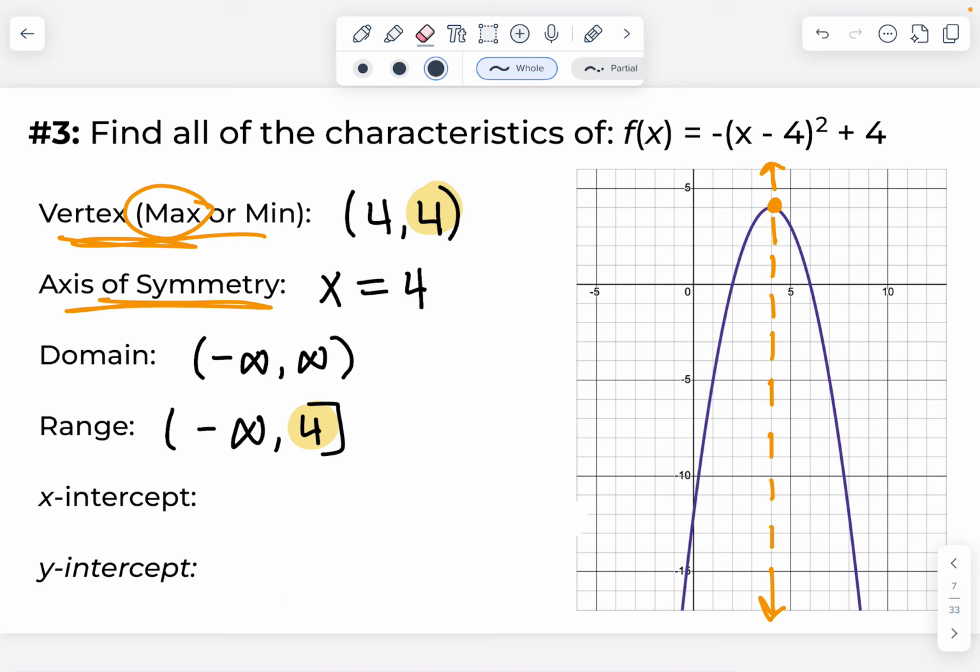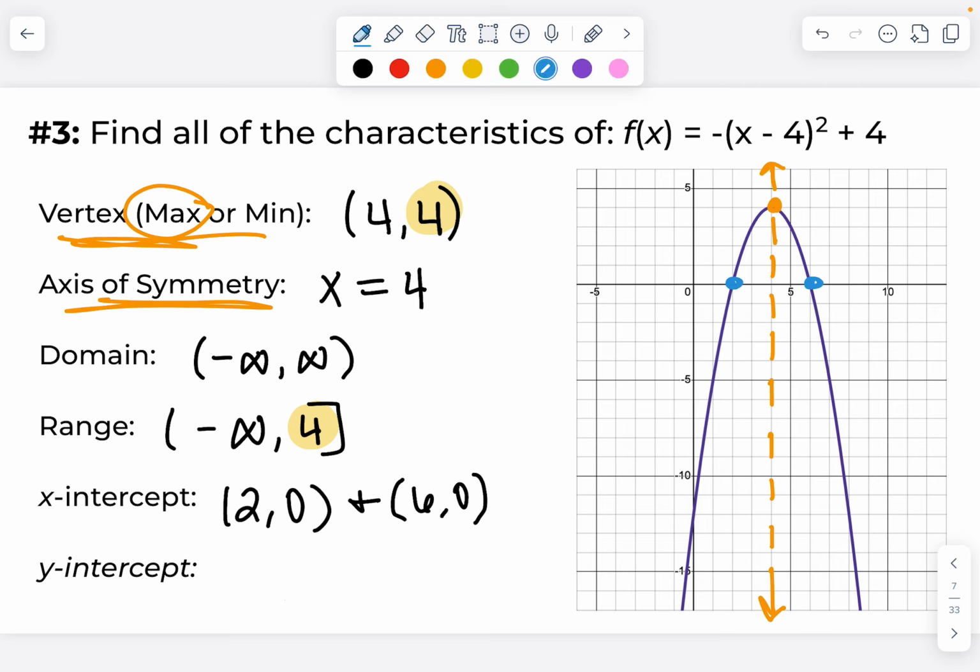Our x-intercepts, we have 2 of them. My x-intercepts are here and here on my graph. Those coordinates are (2, 0) and (6, 0). My y-intercept is down here, and that is at (0, -12). So those are my characteristics from this graph.